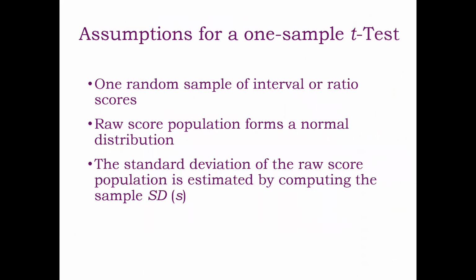All right, assumptions for a one-sample t-test: a random sample of interval ratio scores. Okay, you need interval ratio here. The raw score population forms a normal distribution. And then you have to estimate the standard deviation of that population by computing the sample standard deviation.